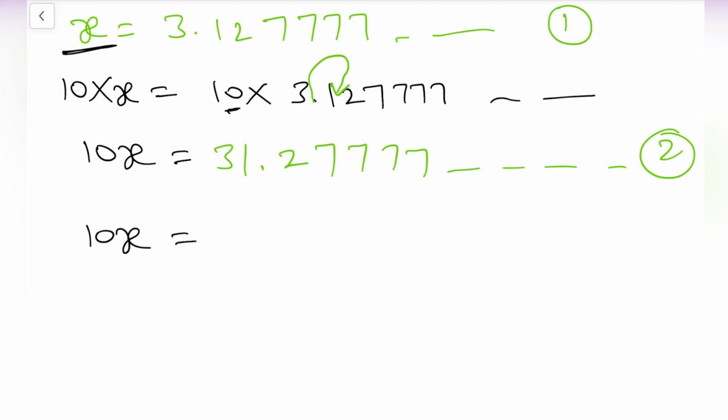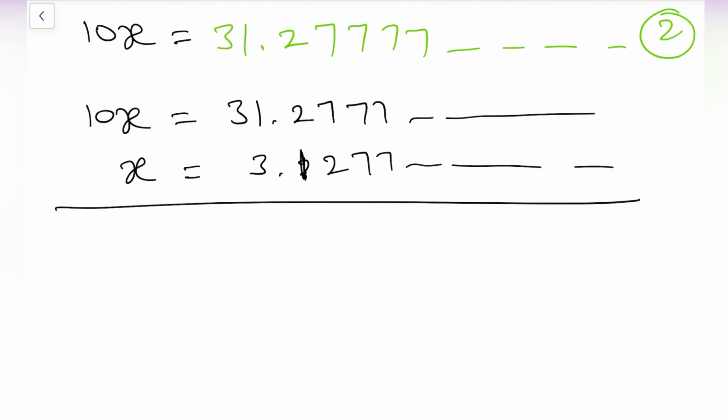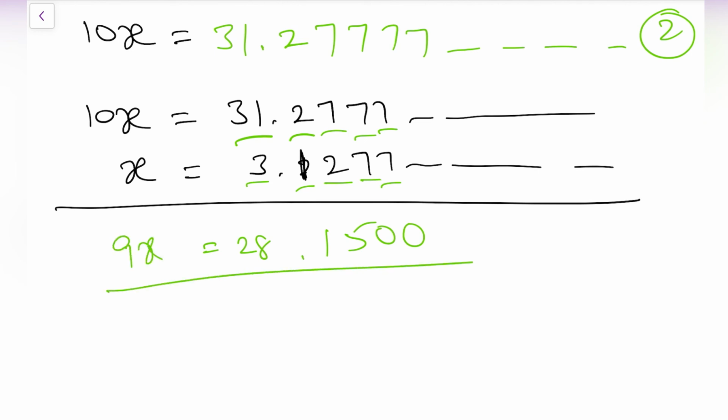10x equals 31.277 and so on, and equation 1 is x equals 3.12777 and so on. If you do the subtraction: 7 minus 7 is 0, 7 minus 7 is 0, 7 minus 2 is 5, 2 minus 1 is 1, dot, 31 minus 3 is 28. That is equal to 10x minus x, which is 9x. After the decimal there are two zeros, and after the two zeros there is no other value, so these two zeros don't have any value. Then we get 9x equals 28.15.